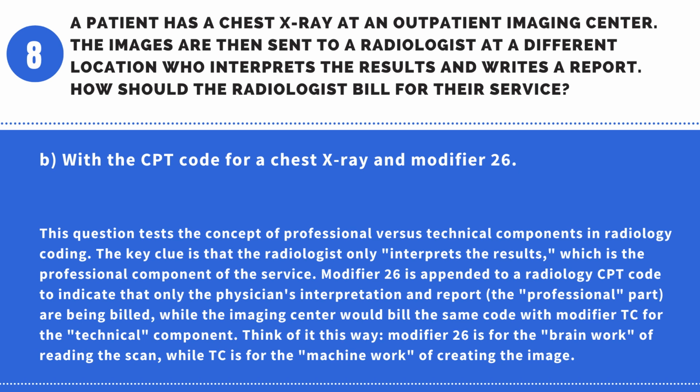Answer, B. With the CPT code for a chest X-ray and modifier 26. This question tests the concept of professional versus technical components in radiology coding. The key clue is that the radiologist only interprets the results, which is the professional component of the service. Modifier 26 is appended to a radiology CPT code to indicate that only the physician's interpretation and report, the professional part, are being billed, while the imaging center would bill the same code with modifier TC for the technical component. Think of it this way: modifier 26 is for the brain work of reading the scan, while TC is for the machine work of creating the image.